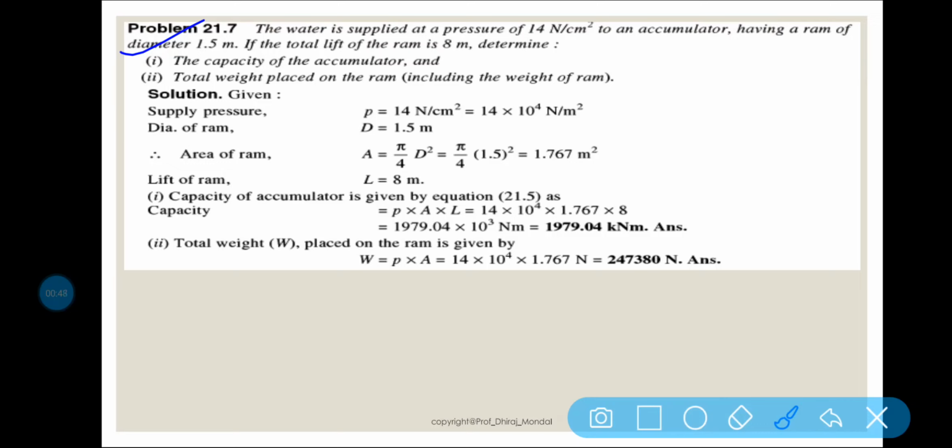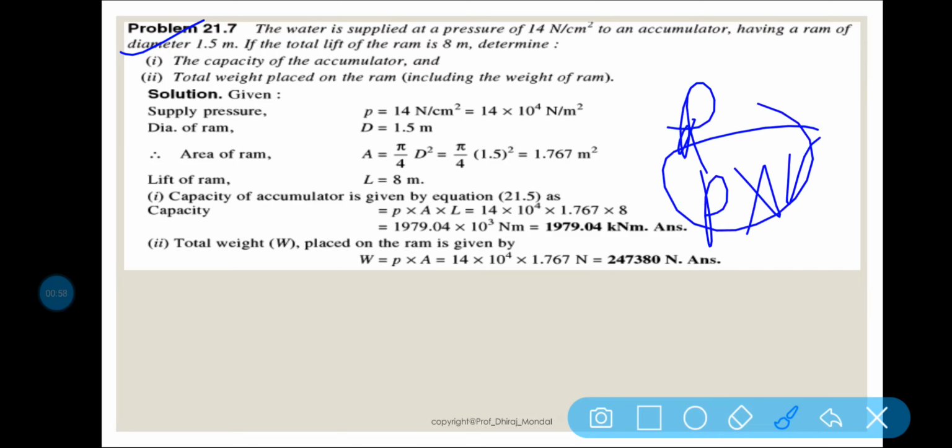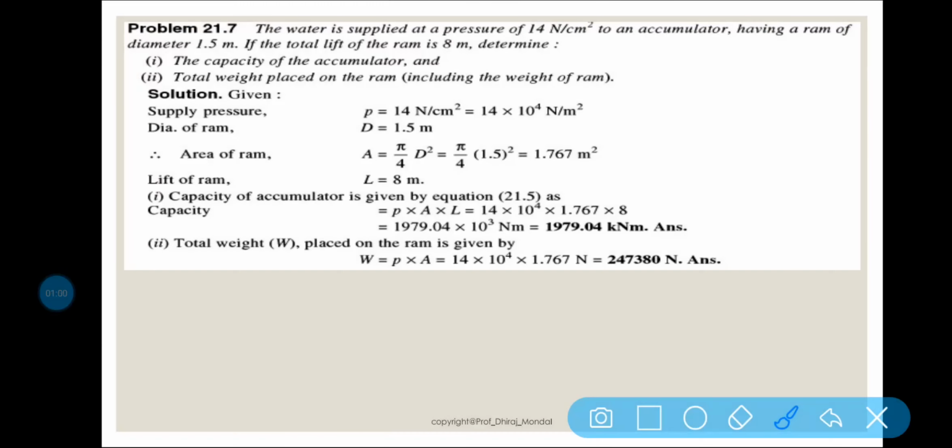Okay, where we have seen how the hydraulic accumulator is operated, and the capacity is equal to pressure into volume. Basically the hydraulic accumulator is used to store energy, and that stored energy is in terms of pressure energy. This energy is supplied whenever it is needed to lift a particular body. Now the water is supplied at pressure 14 Newton per centimeter square.